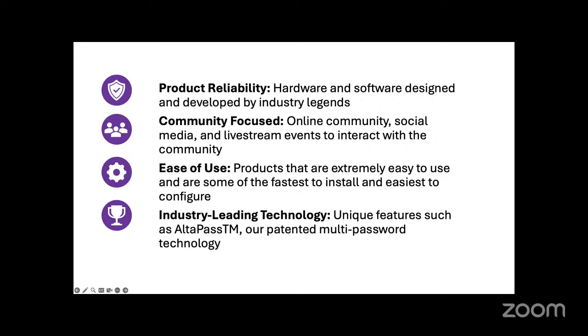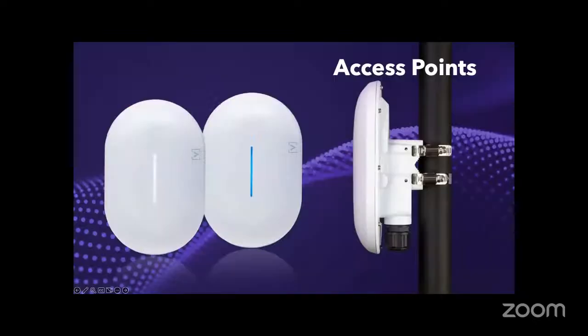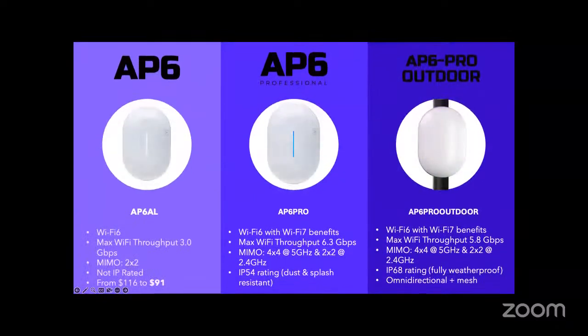So yeah, you got a lot of features that I'm going to show you, and you're going to love the devices. So what does Alta Labs sell? Well, at the moment, it doesn't have that many products, but it started with access points. So right now you have 3 versions of the AP6, and there's a new one being released this year. I'll probably show it next time or when I have it in stock. So we start with the AP6AL.